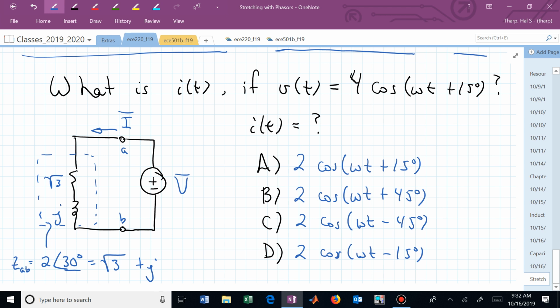Now you need to find what is i of t in the time domain if the voltage applied to that circuit is now 4 cosine omega t plus 15. You need to make sure you're getting this, so talk it over, do whatever you need, but try to make sure you have a strategy, definitely in 24 hours, in order to solve this. We ready to answer?